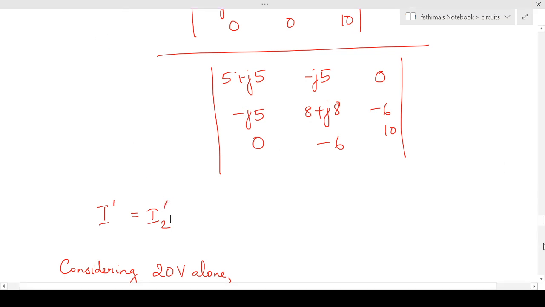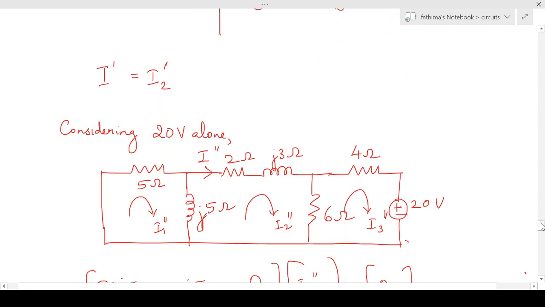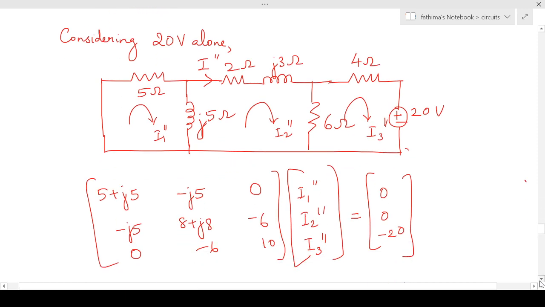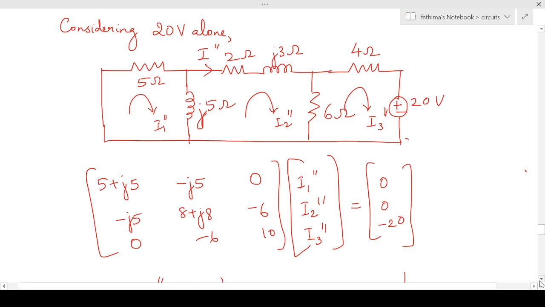Next, we'll consider the 20 volt source acting alone. So we'll set the first voltage source equal to 0. Now we have taken the currents in the clockwise direction. We'll write the equations by matrix by inspection. This A matrix will be the same as in the previous case, into I1 double dash, I2 double dash, I3 double dash. I have marked the currents as I1 double dash, I2 double dash, I3 double dash. That will be equal to, there is no voltage source in the first loop, so it is 0. No voltage source here, it is 0.